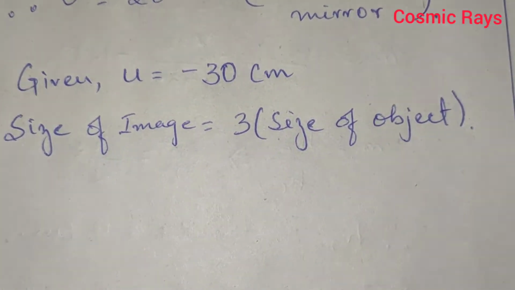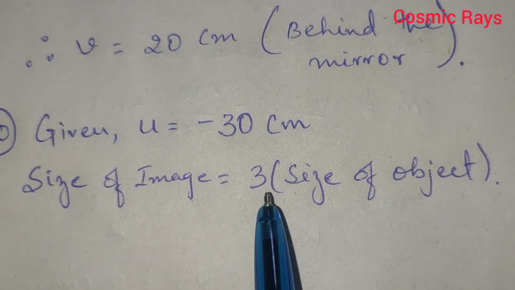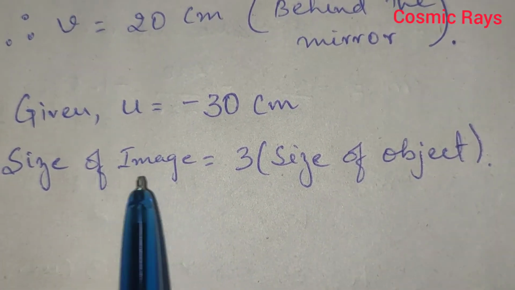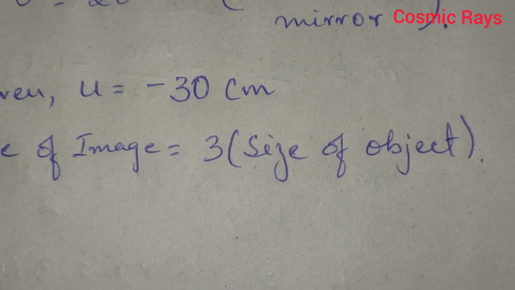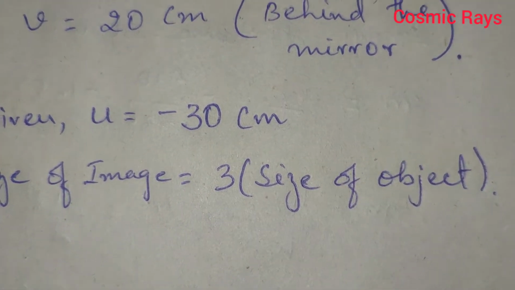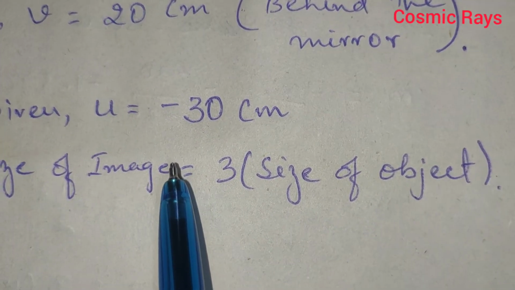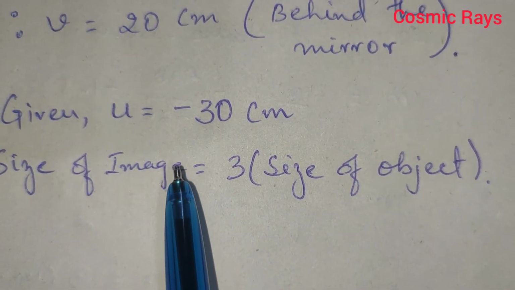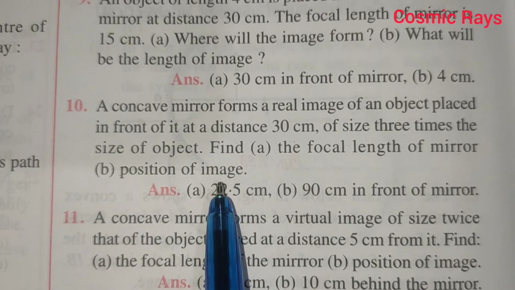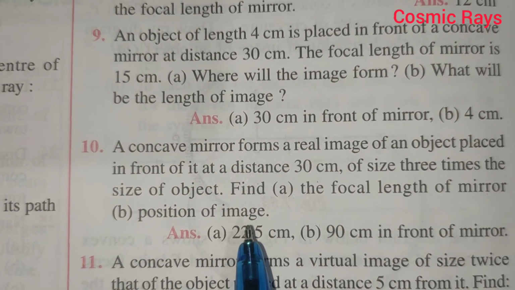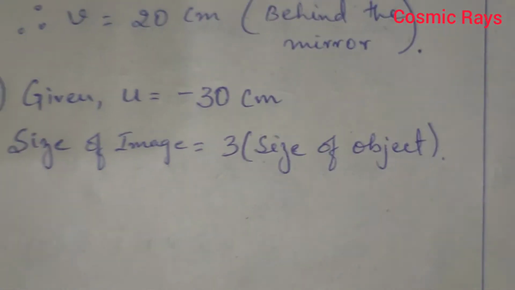So here we have written the given things, that is the object distance is minus 30 centimeter and the size of the image is 3 times the size of the object. Now if I have to first find the focal length, I only have the value of u. I do not have the value of v. So rather than finding out the focal length first, let's first find out the second part of the question, which tells us to find the position of the image, that is v. Once we find the v, we can use it in the mirror formula and we can find the value of focal length.